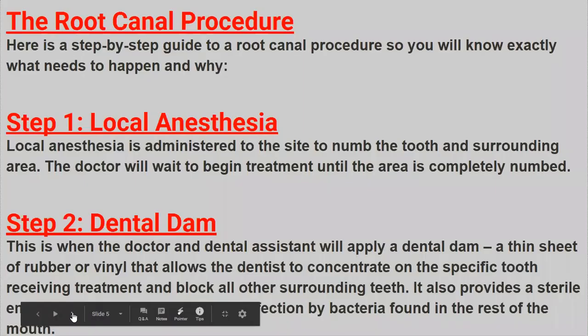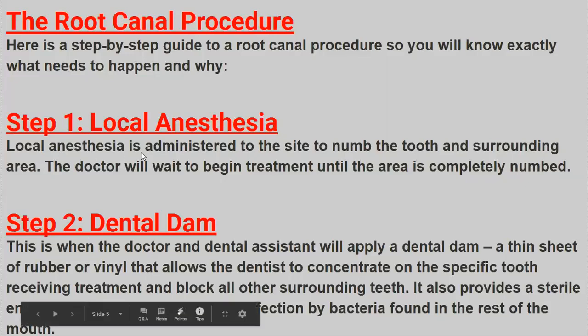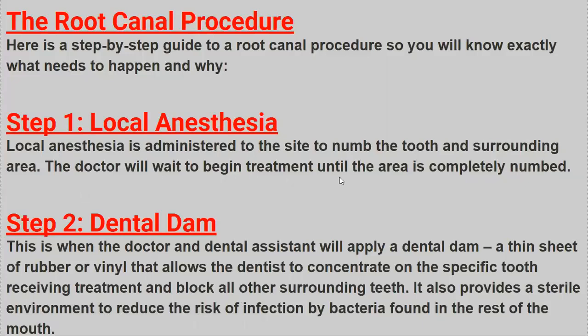Okay, so the root canal procedure, here's a step-by-step guide to how the root canal procedure is done and exactly what needs to happen and why. So first of all, when you do a root canal, local anesthesia is given to numb the site and the surrounding area. The doctor will wait to begin until the area is completely numbed.